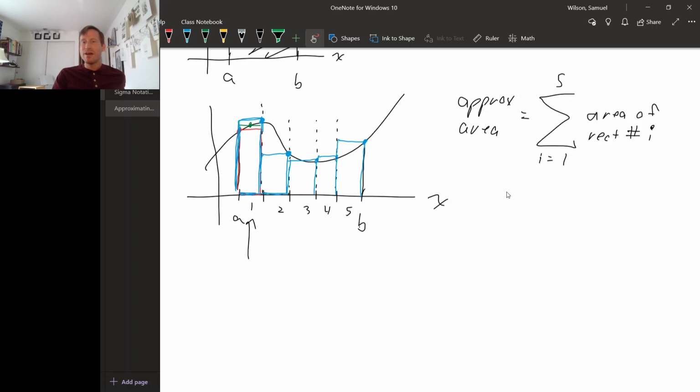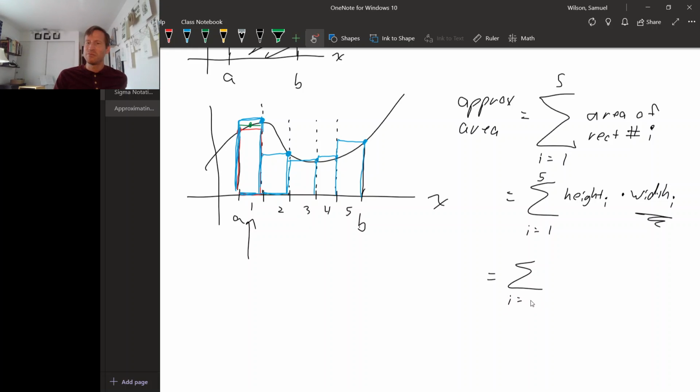Okay, well, the area of a rectangle is the height times the width, so this is the sum from i equals 1 to 5 of the height of rectangle number i. So I'll write height sub i to mean the height of rectangle number i, times the width of rectangle number i. Well, if you look at all of these rectangles, if you assume that we've divided this interval up into equally sized pieces, then all of these widths are actually the same. So that would be the sum from i equals 1 to 5 of height sub i times whatever this width is, assuming they're all the same, and we can insist that they all be the same.